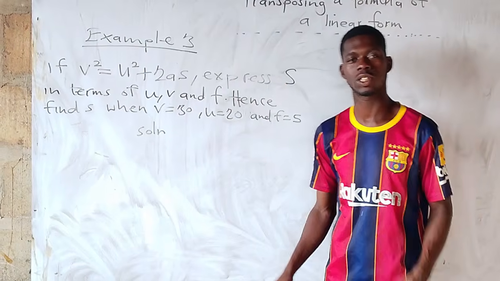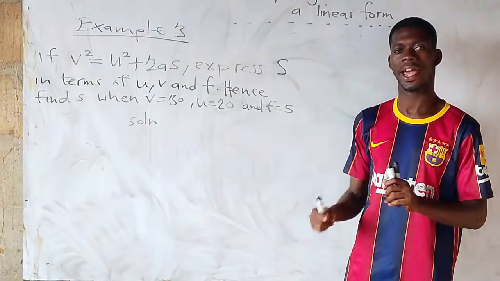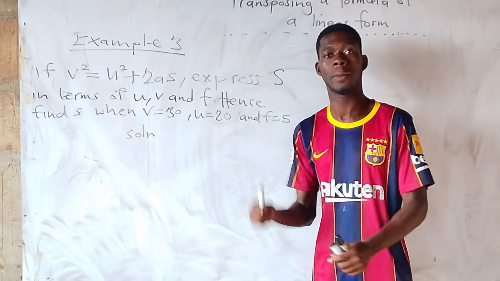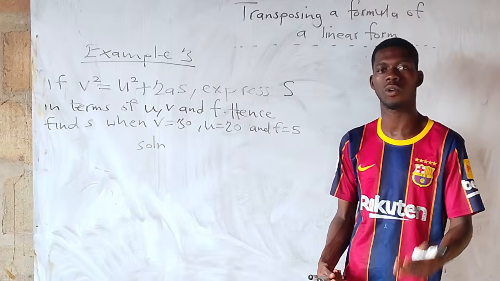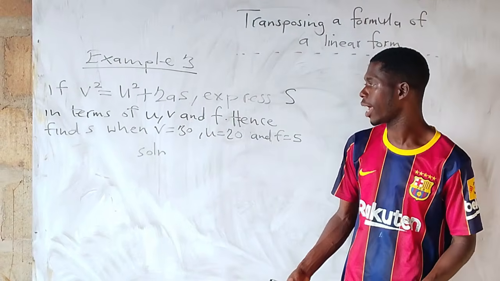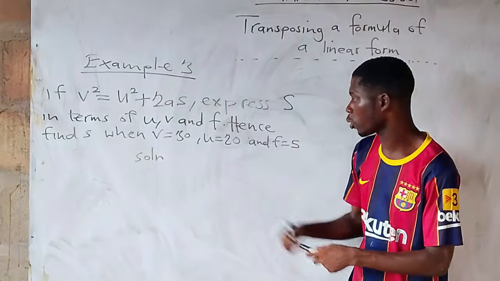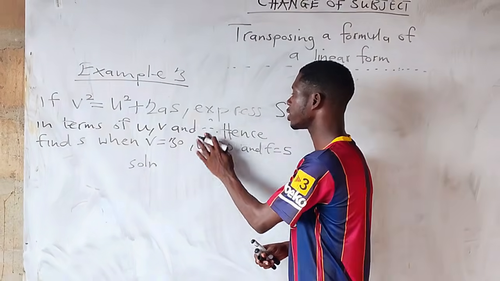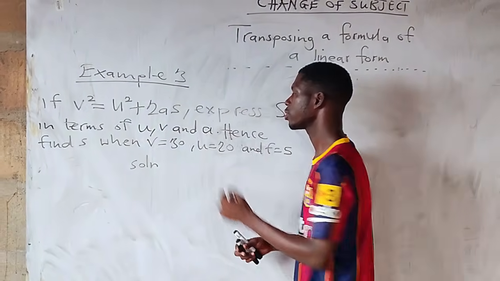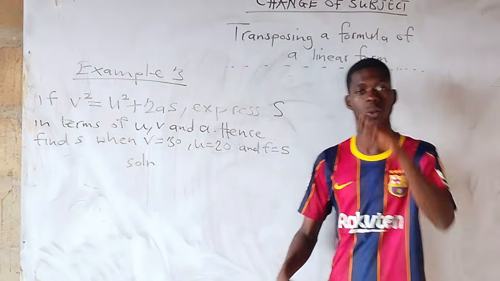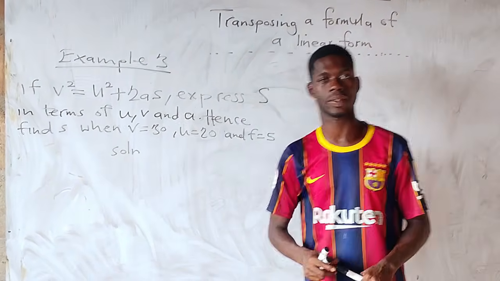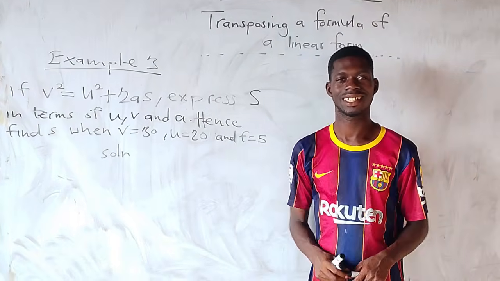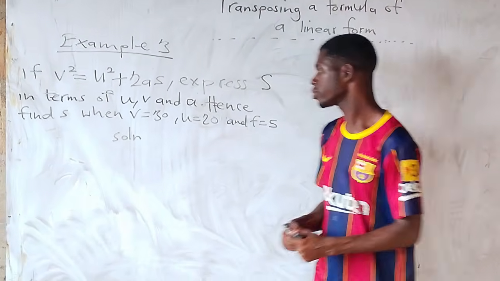So it says express S. As soon as you hear express this one, it means you are making that one the subject. It says express S in terms of U, V, and A. So now you are making S the subject. So there's the question.